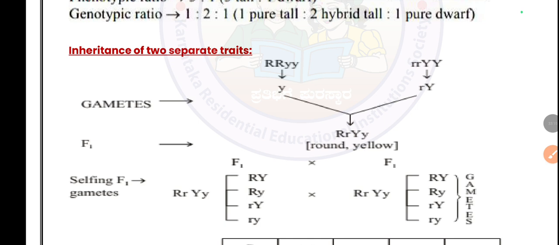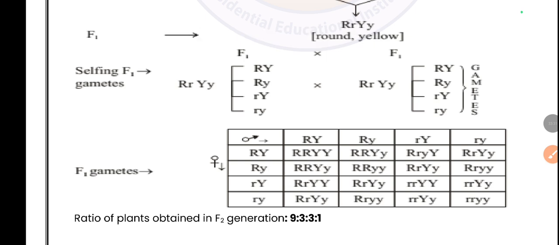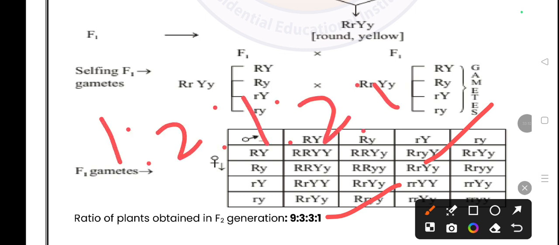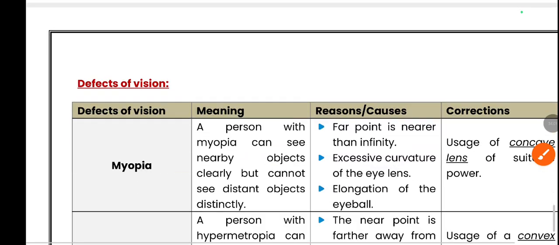With the checkerboard, four types of gametes are available: capital R capital Y, capital R small y, small r capital Y, small r small y. Okay, like this sequence arises. Those are gametes. And then if we make a cross checkerboard, these structures will be available here. The ratio of plants obtained in the F2 generation, that's the phenotypic ratio, is 9:3:3:1. And the genotypic ratio is 1:2:1:2:4:2:1:2:1. This is the genotypic ratio of the F2 generation.